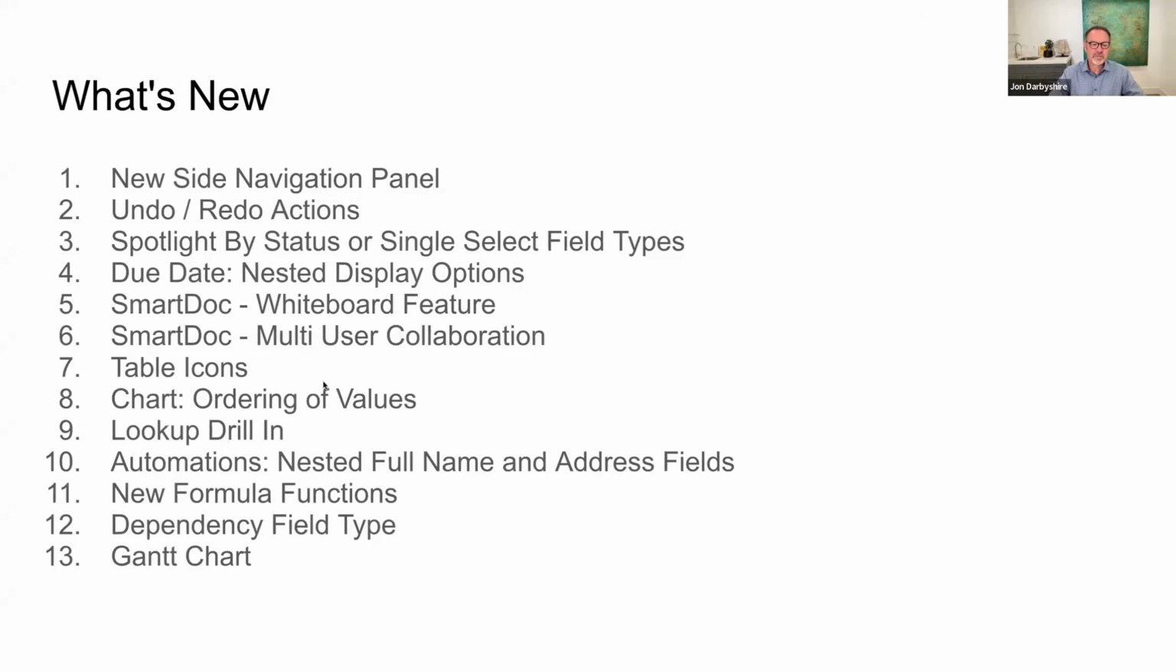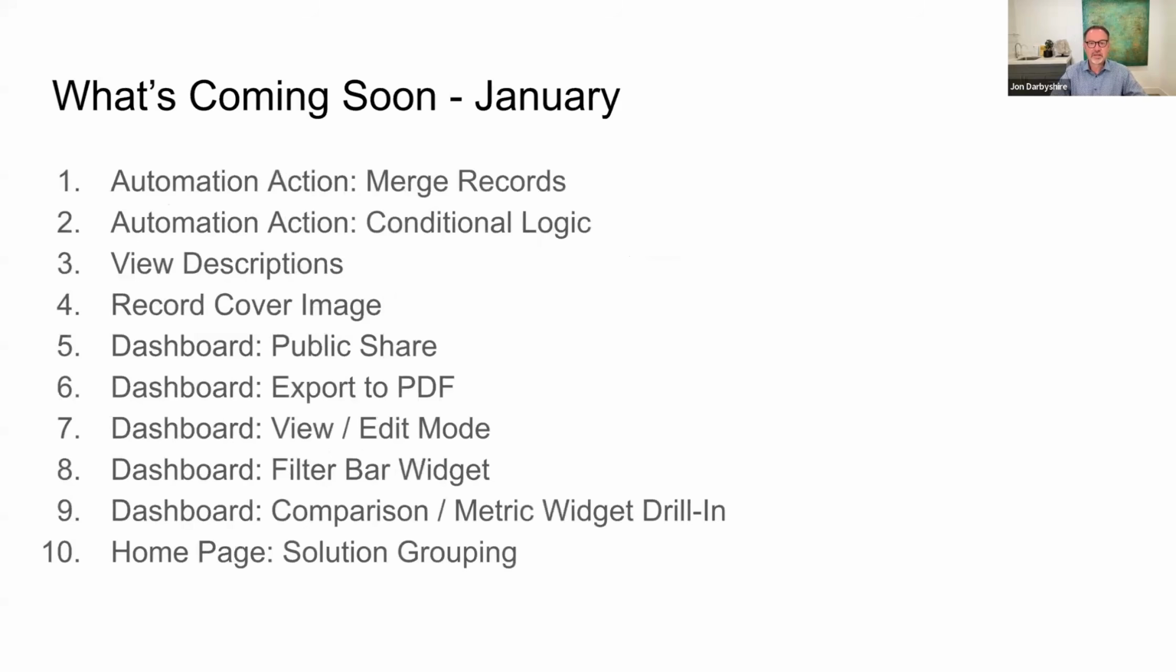We've added some additional capabilities with charts where you can order values, ascending or descending, the ability to drill into lookup field types, some fun things with automations with nested full name and address fields for some of our power users that are there. Over 25 new formula functions that we'll run through a couple of. And then the big ones, our dependency field type and our Gantt field type. This feature alone has been about 4 to 5 months in development for number 12 and 13, just to give you an idea. We're also going to go through what's coming that is either in the final stages of testing or the final stages of development right now.